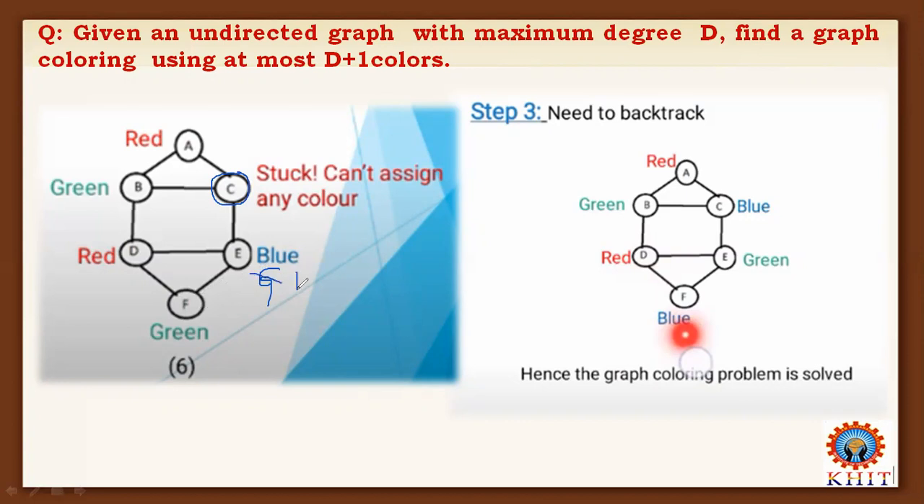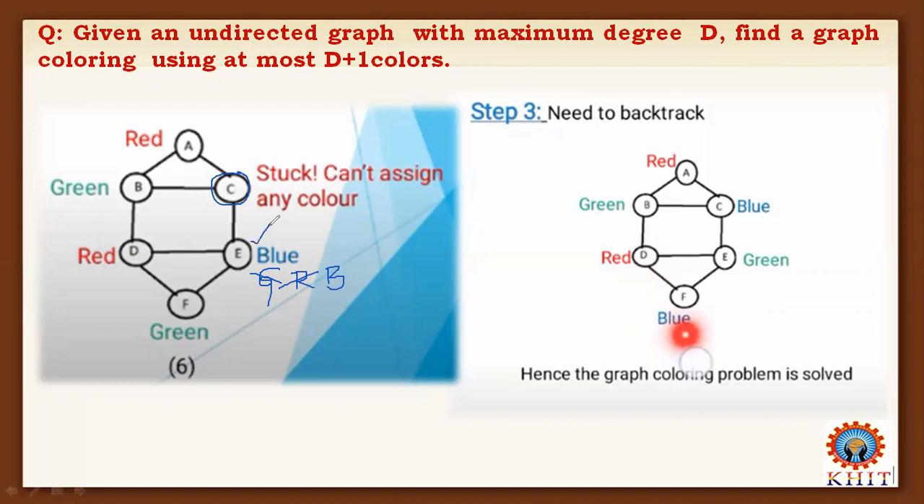Can I fill with red color? No, you cannot fill E with red. Why? Because D is filled with red. If you fill E also red, two adjacent vertices would have the same color. So red is also not possible. So you have the possibility only blue, but blue is also not possible. Hence again apply the backtracking technique to E.